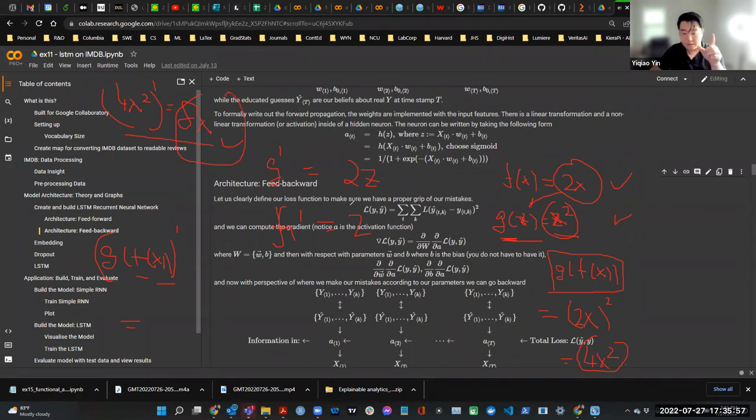So let me know if this is unclear. But the whole point I'm trying to show you guys is the order matters here. Because when you take partial derivative, when you do the forward propagation, you're putting on your socks, and then you're putting on your shoes. But then when you do the backward propagation, you take your shoes off first, and then you take your socks off. You can't do a reverse, okay?